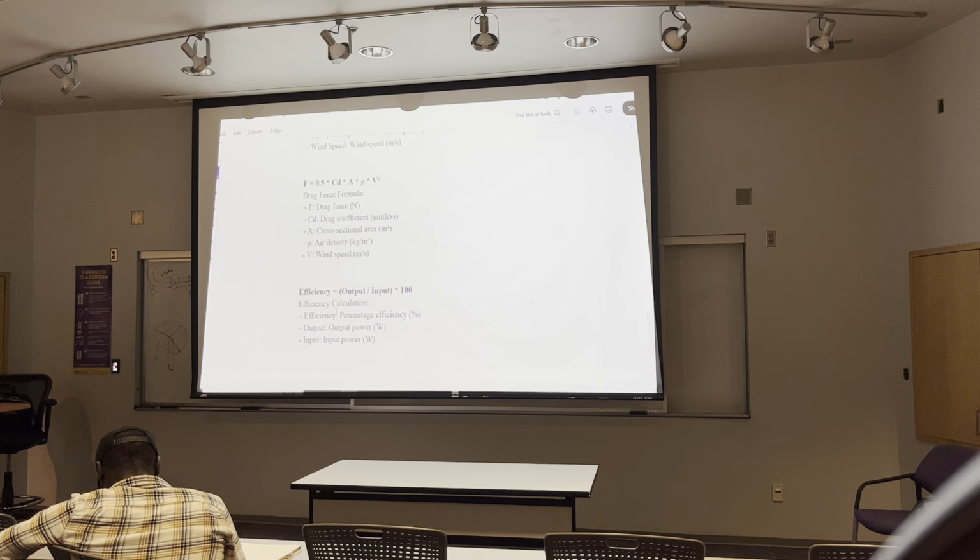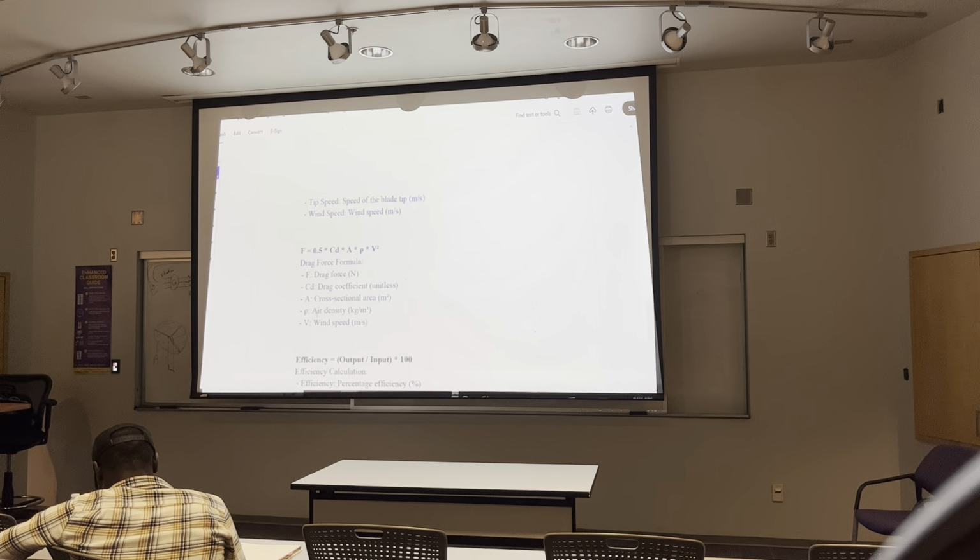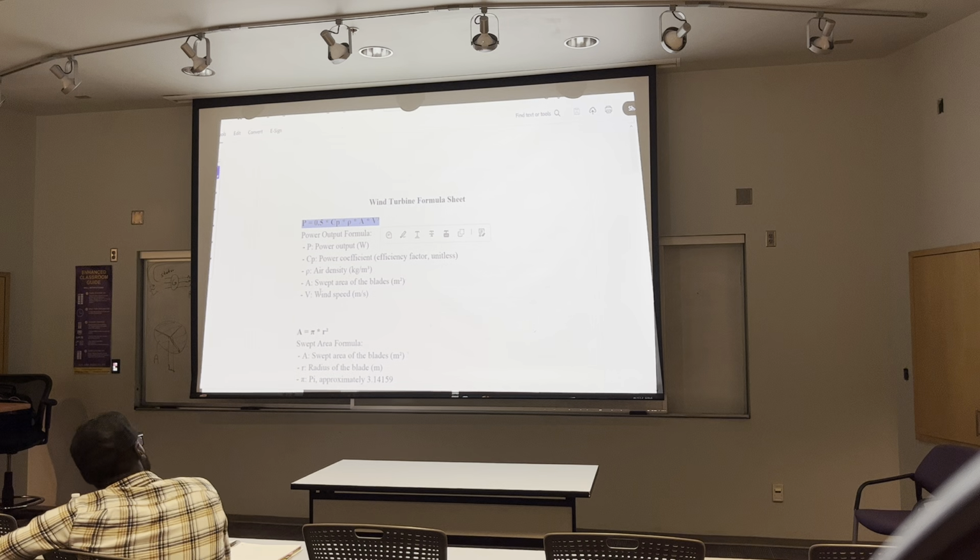The efficiency is very important. The efficiency is the output over the input. We have the output, and the output equation is given by this form. But the input is mechanical, and we don't know the mechanical.